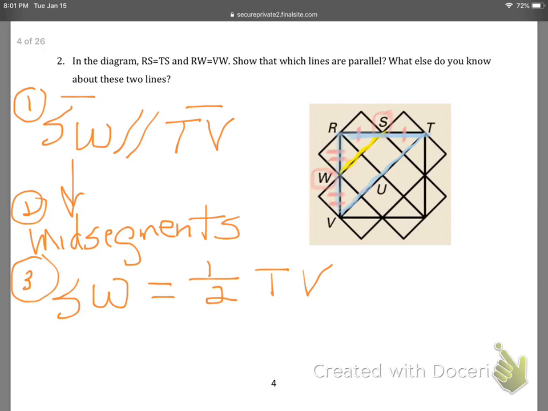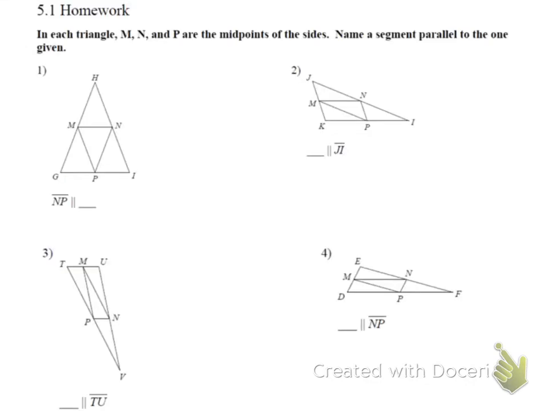All right, so now we've gone through all the notes and 4 practice problems. Let's tackle some of the homework. All right, so in the 5-1 homework section, it says in each triangle, M, N, and P are midpoints of the sides. Name a segment parallel to one given. Okay, so if M, N, and P are midpoints, then MN, NP, and MP are mid-segments.